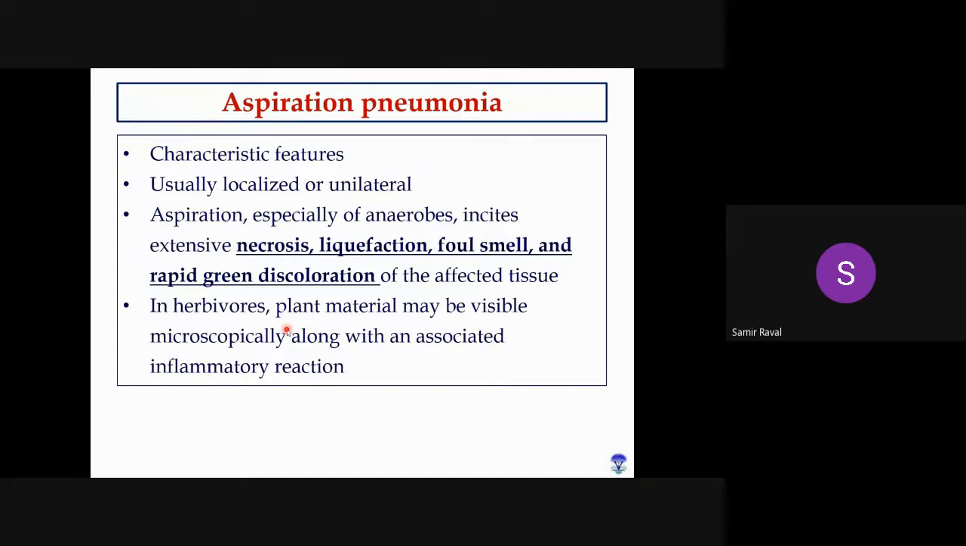In the majority of cases, when anaerobes are present, these anaerobes will produce ample amounts of toxins, and they are responsible for necrosis, liquefaction, foul smell, and greenish discoloration of the affected tissue. In herbivorous animals like cattle and buffalo, many a time plant materials are regurgitated, and these plant materials also enter into the lungs, and they are responsible for production of pneumonia along with inflammatory reactions.